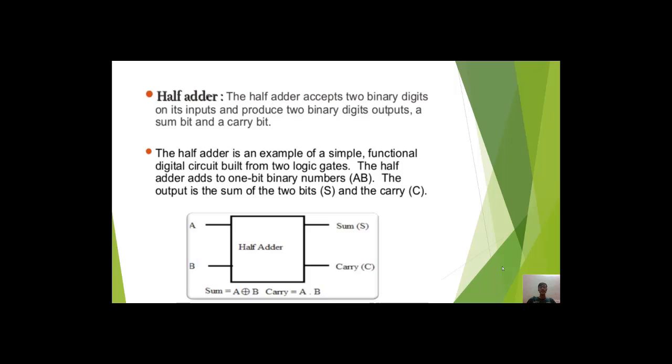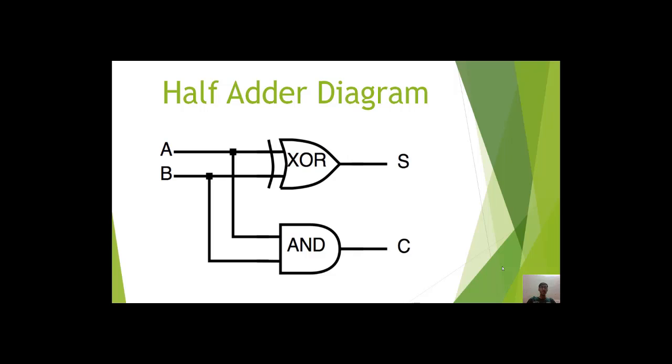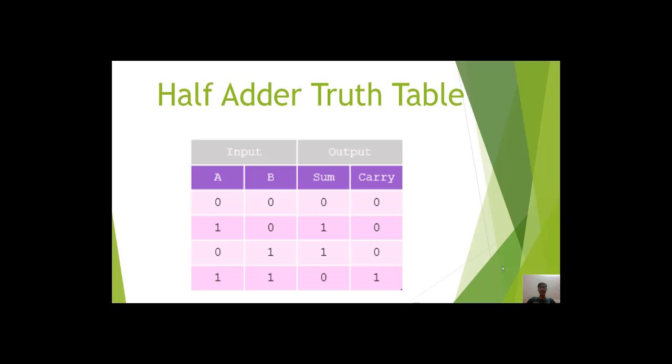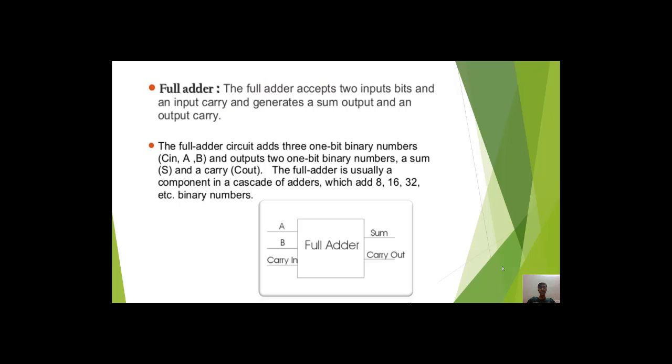Half adder. The half adder accepts only two binary digits as its input and produces two binary outputs, that is sum and carry. This is the block diagram of a half adder circuit. Now, this is the internal structure of the half adder, which includes one XOR gate and one AND gate. This is the truth table of the half adder, through which we can do some of the calculations.